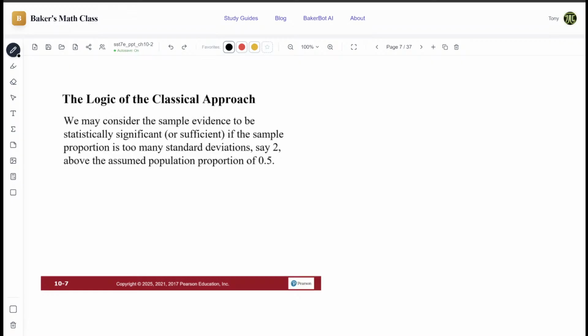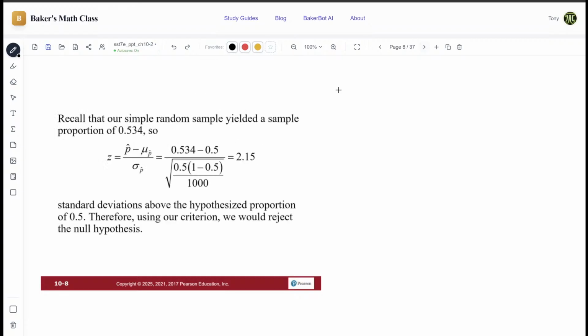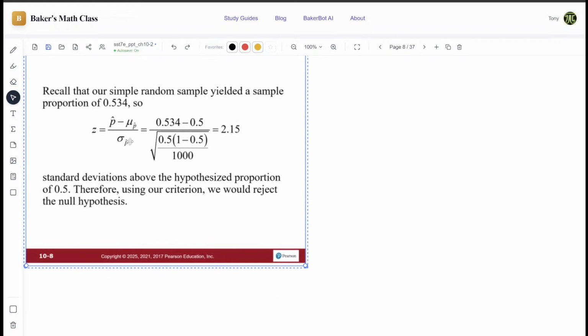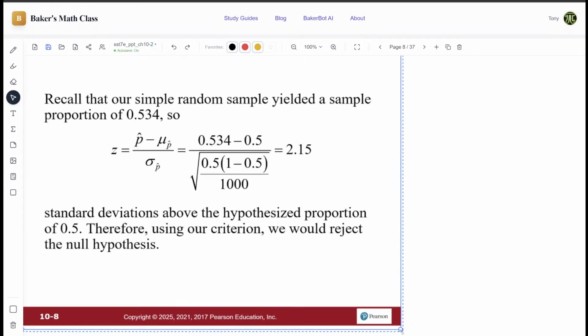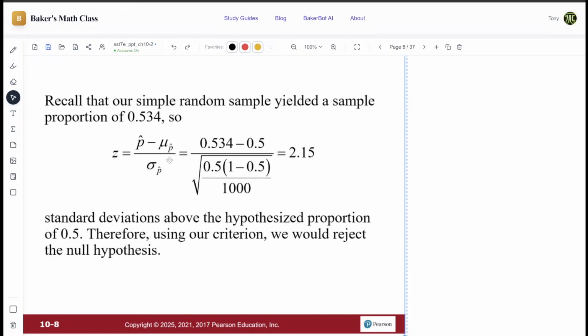So the classical approach is looking at standard deviations. We want to figure out how far away from the mean my value is. And if it's bigger than the z-score for that, how many standard deviations or what percentage, then we're good. So in this case, I would find my z-score. Remember, z-score is the value minus the mean divided by the standard deviation. So in this case, my z-score is 2.15.